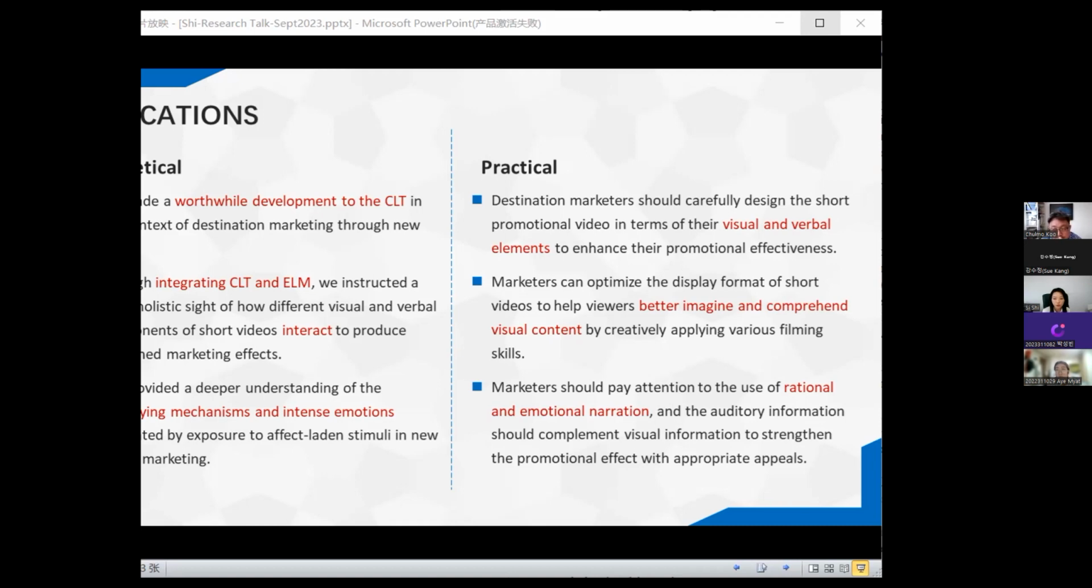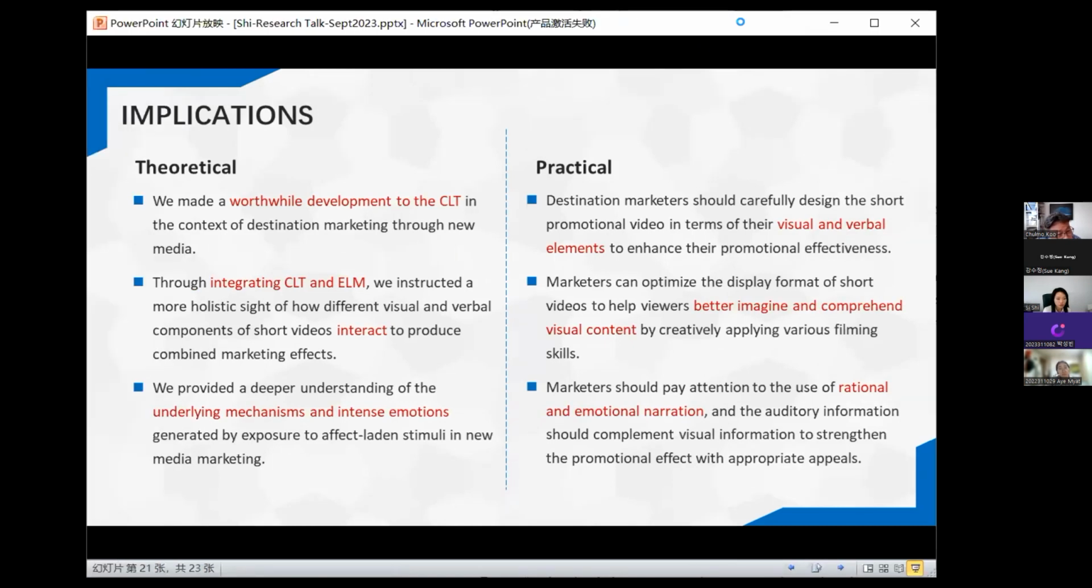So in short, the message appeals should match with the visual perspective and visual content you're presenting. And given the key mediating role of the affect intensity, the marketers should creatively utilize the acoustic elements such as the sound effects to enhance the viewer's emotional responses when watching the short videos, and maybe other techniques as we just mentioned, such as the gamification techniques. Okay, so these are the major practical implications.